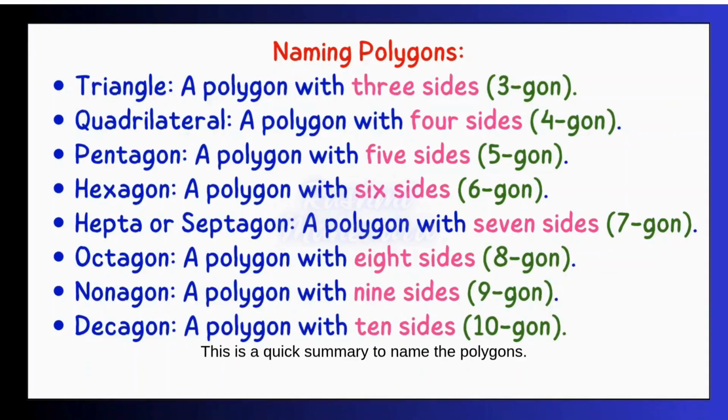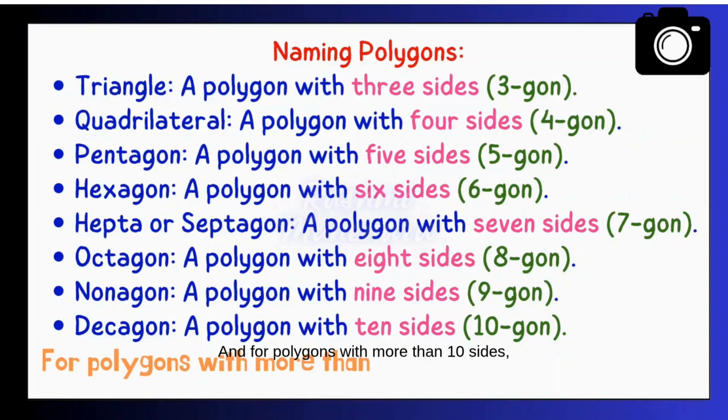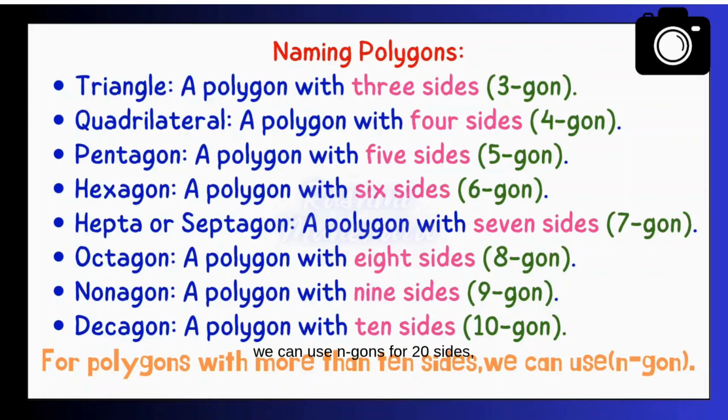This is a quick summary to name the polygons. You can check the number of sides with the prefixes for each polygon. If you want, you can take a screenshot. And for polygons with more than 10 sides, we can use n-gons. For 20 sides, 20-gon and so on.